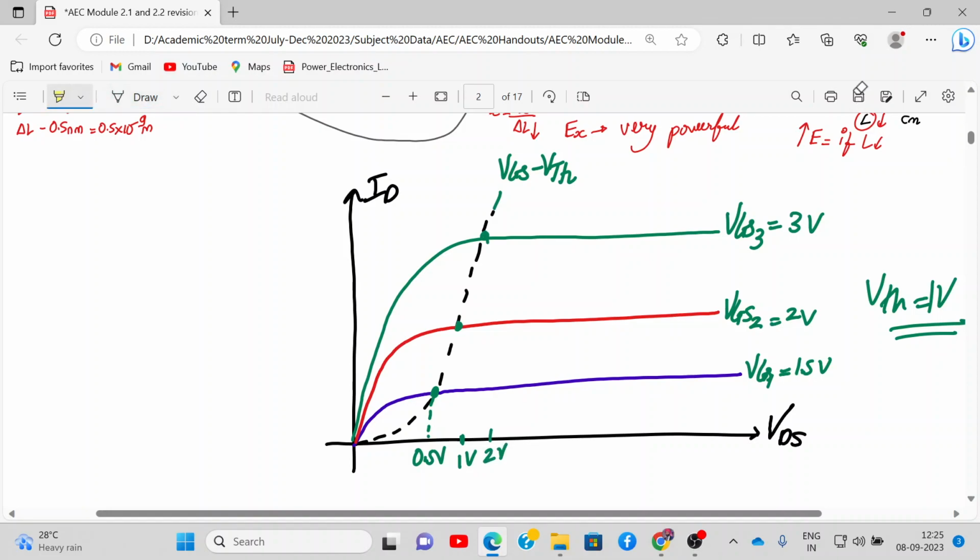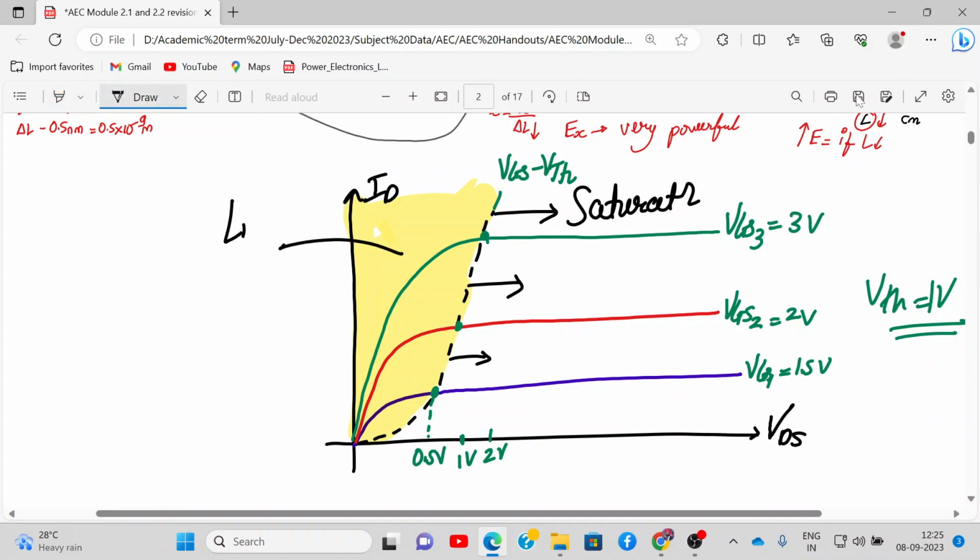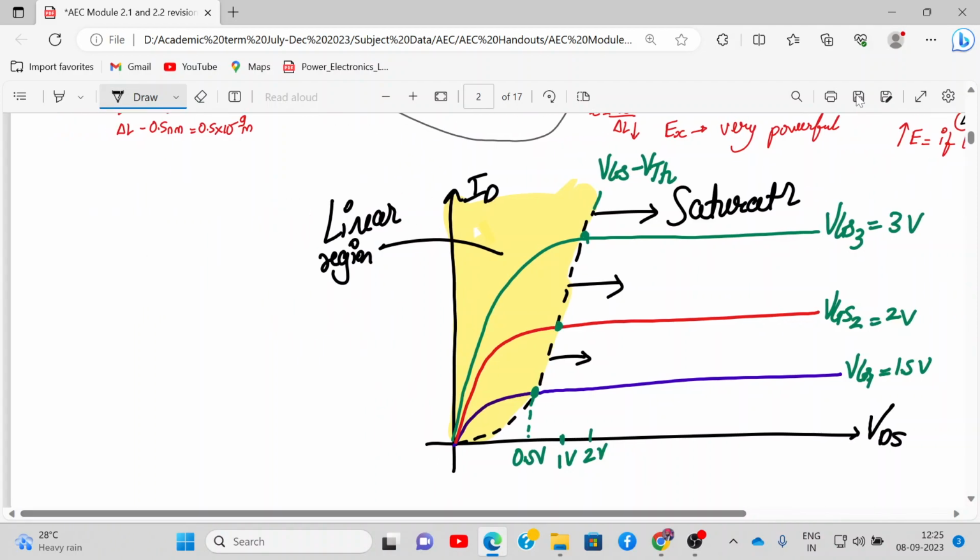Yes, sir. So to the right hand side of this graph is my saturation region. To the left hand side of this is my linear region. So this area, this yellow color, entire, is the linear region, or it is also called the non-saturation region or ohmic region. Okay, and the cutoff will be on the x-axis. Did you get it? Now this is the output characteristics.